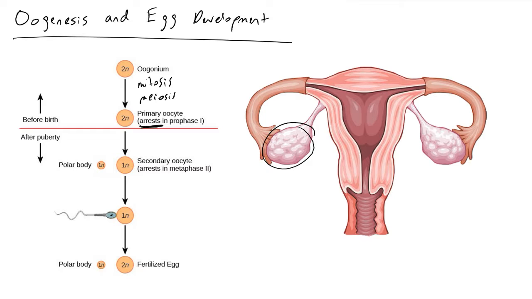And once a woman enters puberty, about one primary oocyte each month will resume meiosis. And when it does this, what we recall from meiosis is that we have a diploid cell in meiosis 1 pass through and become two haploid daughter cells. So we're going to halve the number of homologous chromosome pairs that we have, and the result of that will be two cells.